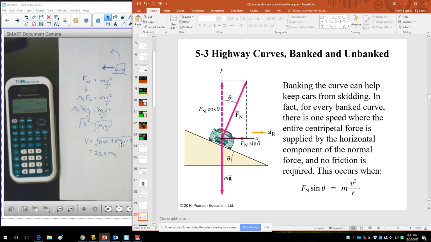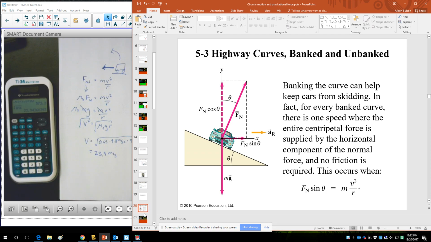So there's a possible speed at a banked curve where friction doesn't play a role, and it's just the component of normal force due to the tilt that's pointing in towards the center of the circle. So this occurs when the normal force times sine of theta is equal to mv squared over r. So theta is the angle of incline. Mv squared over r is the mass times centripetal acceleration.